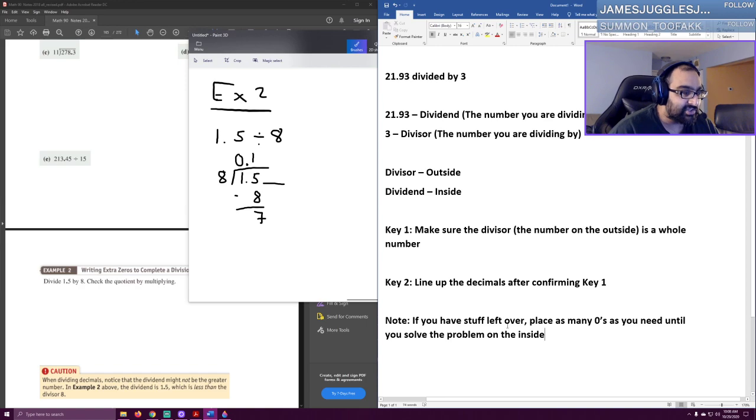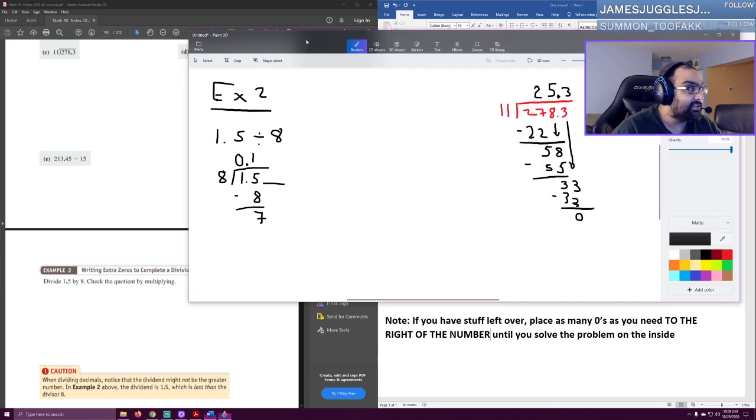Now, I guess I'll be a little bit more precise. Place as many zeros as you need, to the right of the number, until you solve the problem on the inside. So what I'm basically saying is this: I'm just taking this particular side here and saying, okay, let me add a few more zeros.